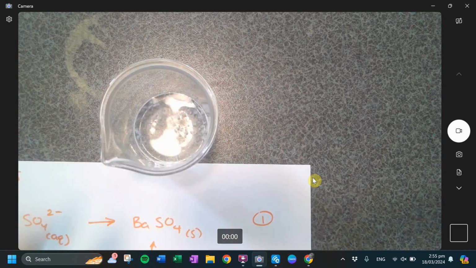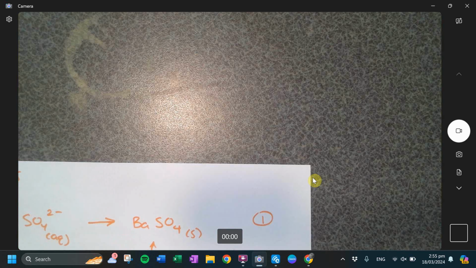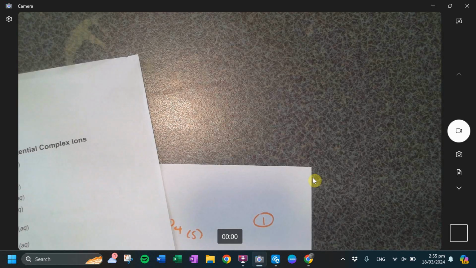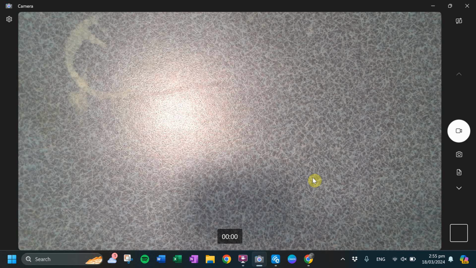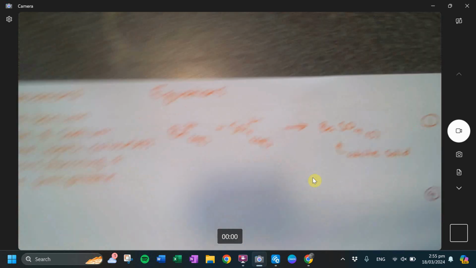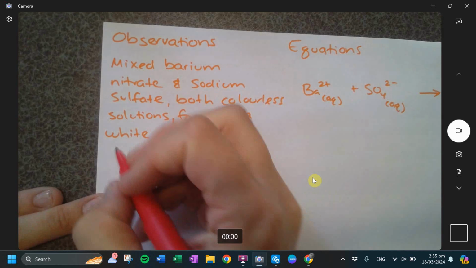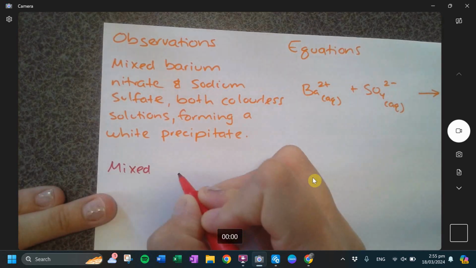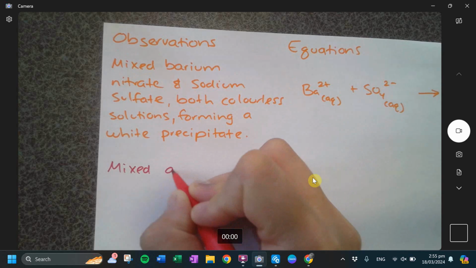Yeah, so writing down our observations for number 4, and we can cross them off the list as we answer them. So number 1's done. Number 4 is what we're working on. So we mixed, so we mixed what? Aluminium chloride.